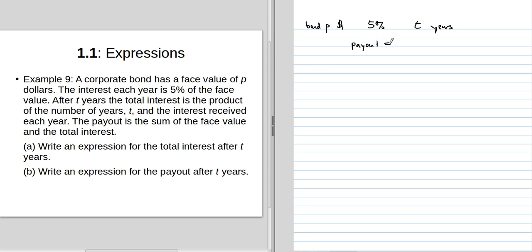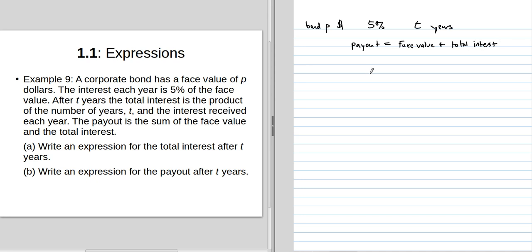Payout, whenever you see the word is, think equals. Payout equals the sum of the face value and plus, since it's a sum, total interest.